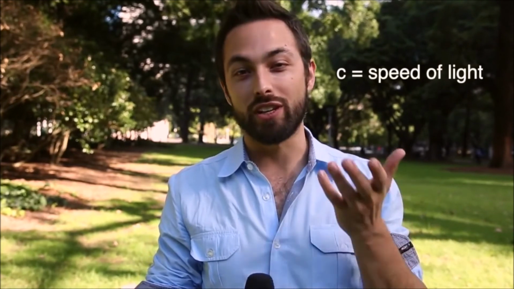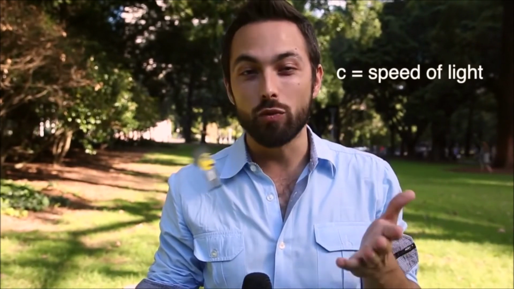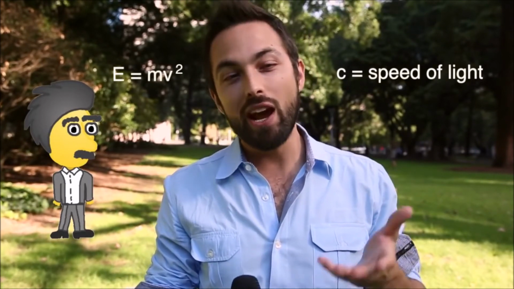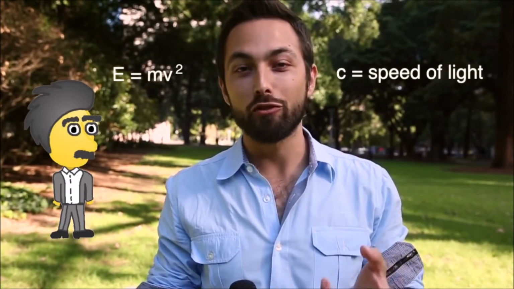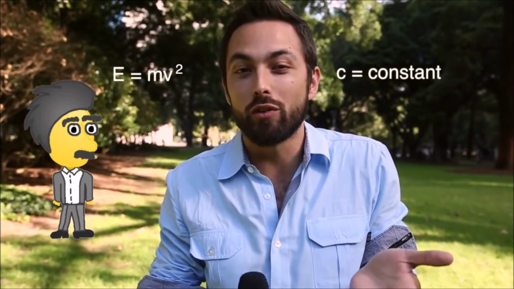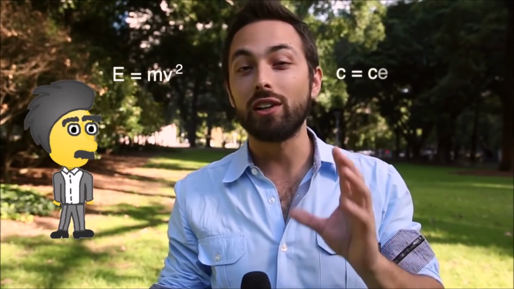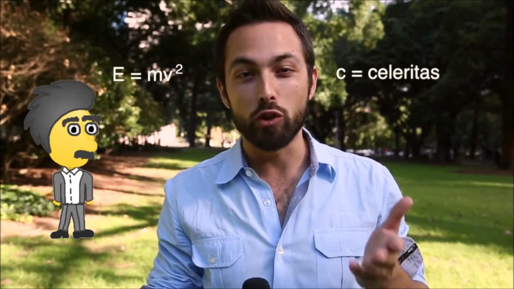It seems most people have a tough time remembering that C is for the speed of light. Maybe that's because C is a bit of a strange letter to represent a speed. In fact, in Einstein's original paper, he used the letter V for velocity of light. But nowadays, everyone uses the letter C for constant. It's a constant of the universe, the speed of light. Though some people claim the letter C stands for celeritas, the Latin word for swiftness.